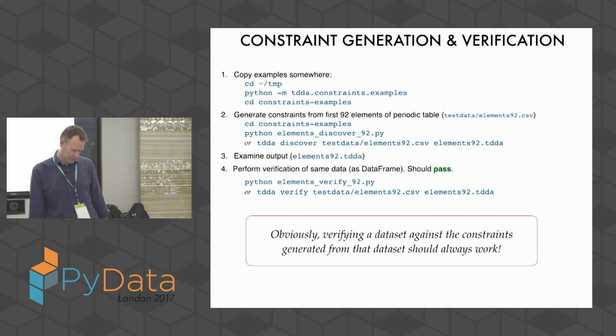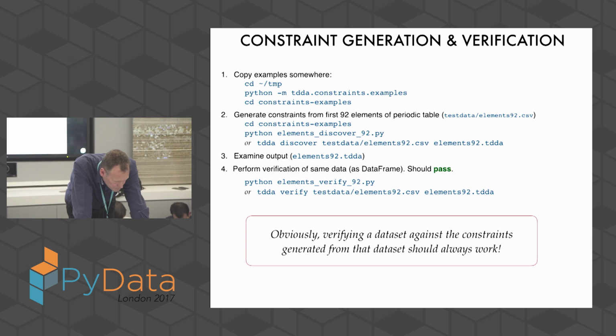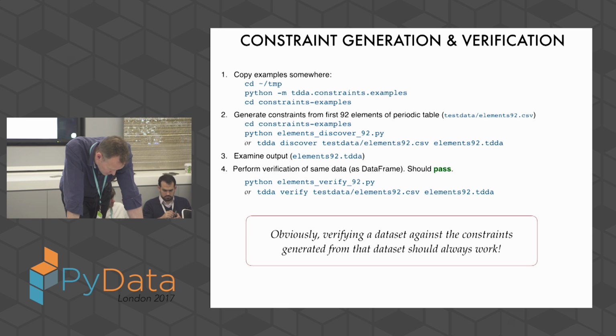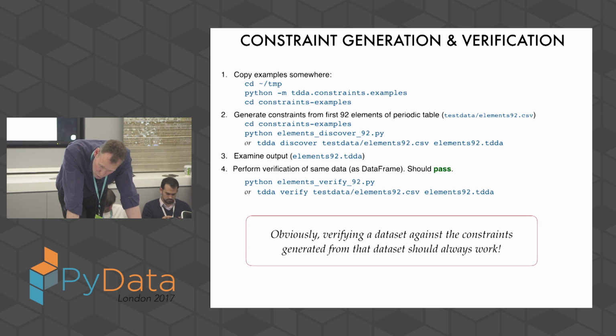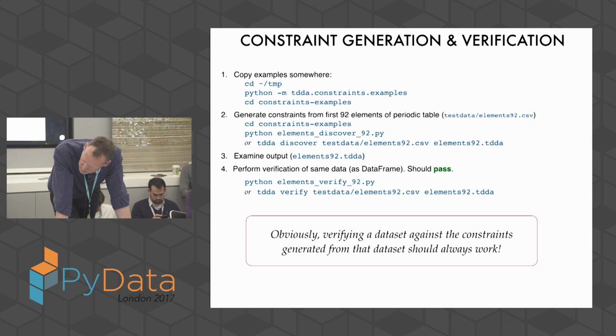I think we might be up to 120 odd now, but they're pretty uninteresting. And then you go into that directory. So you should see in that directory, as I say, elements92.csv. It's either there or in a subdirectory. I think it might actually be in test data. And if you run python elements discover 92.py, or, now that's the other thing.